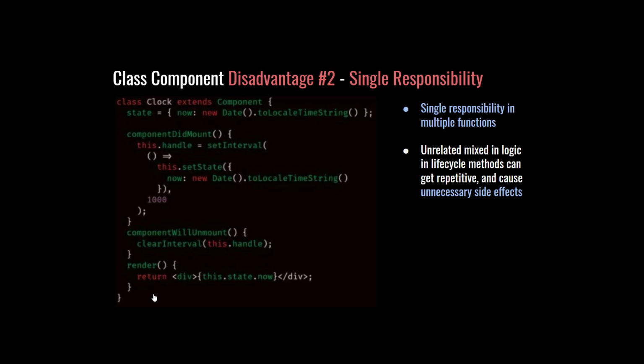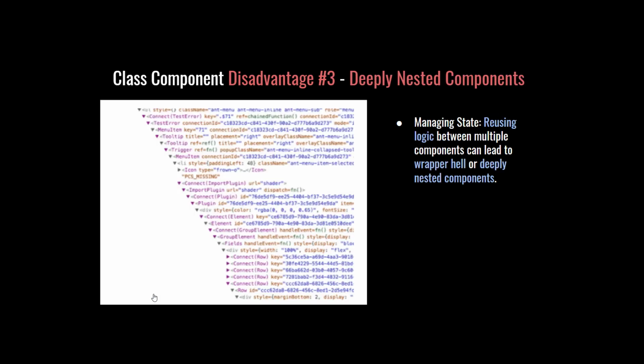Sometimes if you go to fetch data, the data may not come back when you expect it, because React does some of those batch updates with the virtual DOM, and sometimes it doesn't happen when you expect it to. This is a problem. Again, it almost looks like callback hell, right? Deeply nested components. You end up having this big tree because you're managing state and reusing logic between multiple components. You have this wrapper hell because you're wrapping and wrapping and wrapping for deeply nested components.